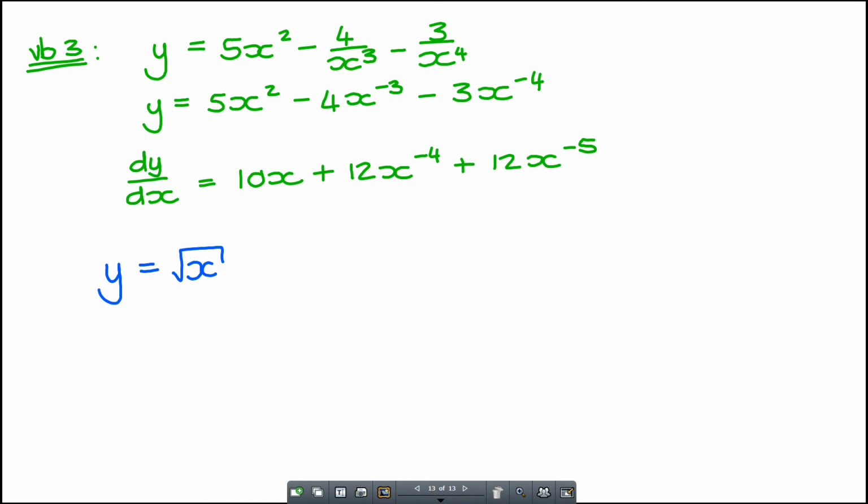Julle klaar? Everyone finished? Okay, kyk gou daar. We first write it in this form, so that first one stays, and then minus 4x to the power of minus 3, and then minus 3x to the mag minus 4. Okay, then from there we get derivative, so jy moet hê 10x plus 12x to the mag minus 4 plus 12x to the mag minus 5.